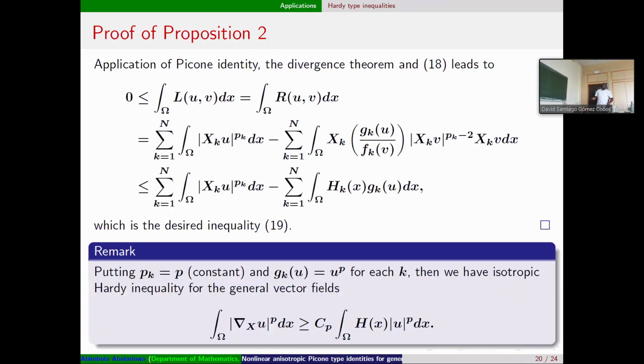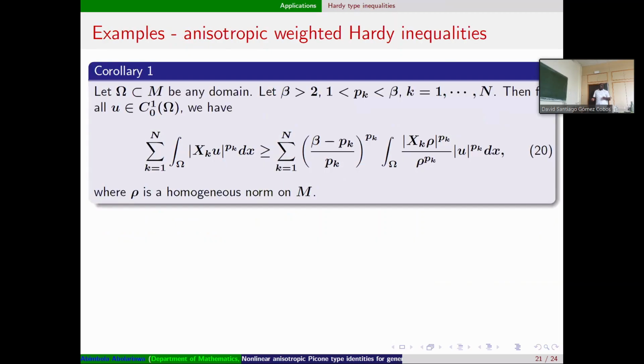And I want to give these examples, which are not my construction anyway. They are in the literature. In fact, we have a series of papers by Ruzhansky, Sabitbek, and Suragan where they do this type of identity for the Picone identity, I mean, for anisotropic, for Hardy inequality. Okay, so this is an example from one of the papers.